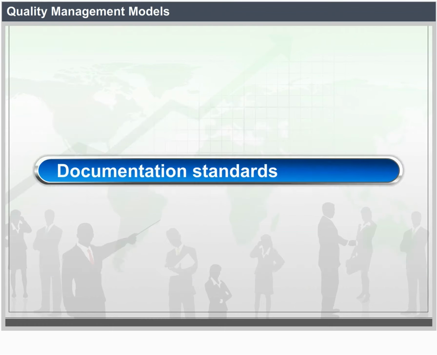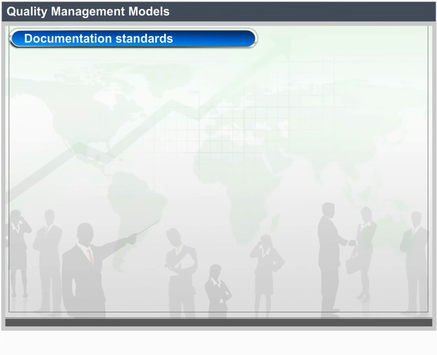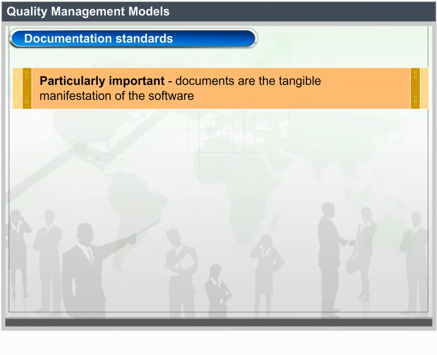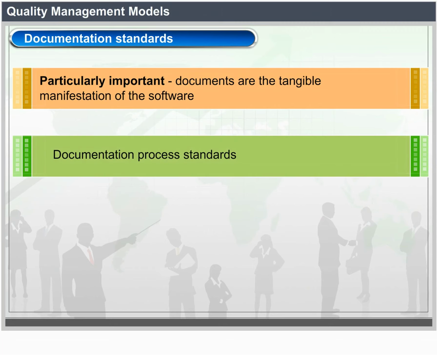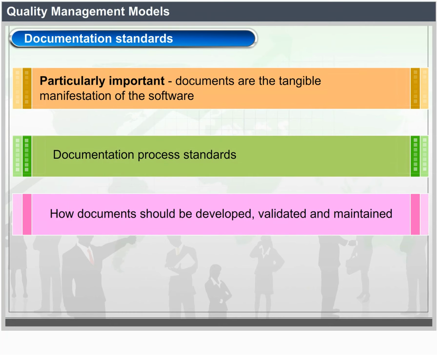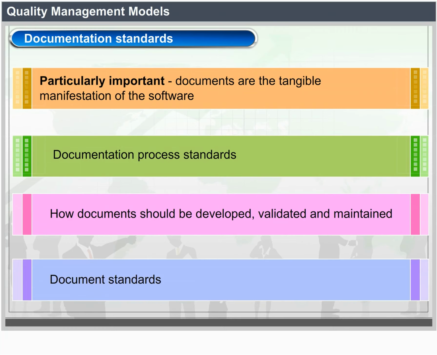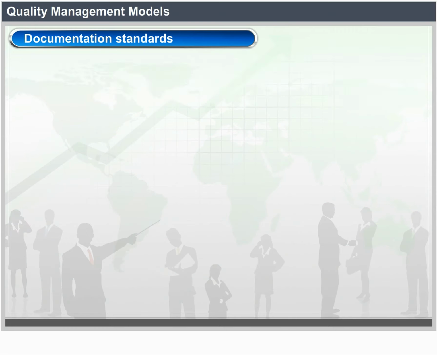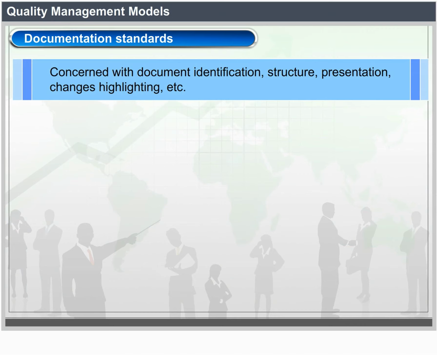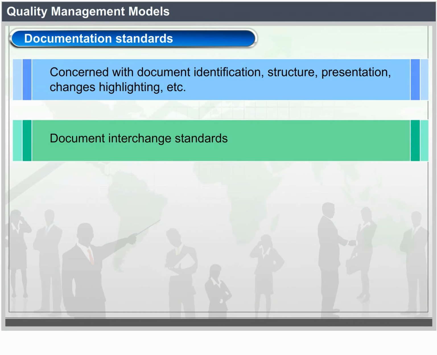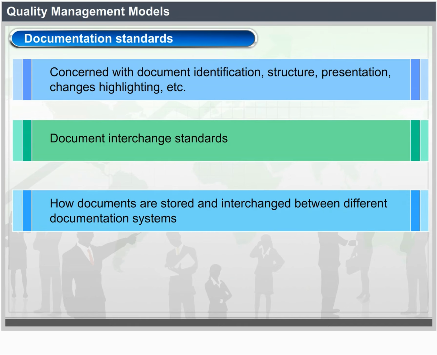Documentation standards. Particularly important, as documents are the tangible manifestation of the software. Documentation process standards: how documents should be developed, validated, and maintained. Document standards: concerned with document identification, structure, presentation, changes highlighting, etc. Document interchange standards: how documents are stored and interchanged between different documentation systems.